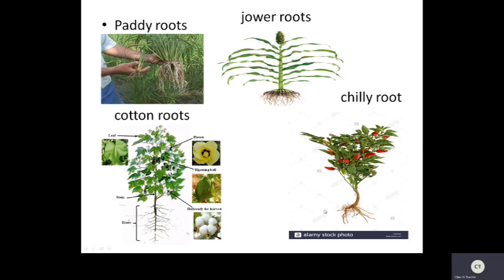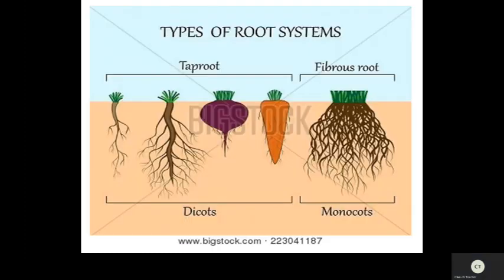Now, understood, children? There are two types of root systems, that is fibrous root system, for example paddy and jowar, and so many other examples also, children. Let us discuss later. Now see here cotton roots and also chili roots. They have a taproot system. And you can also see the adventitious root system. That one we'll discuss later.